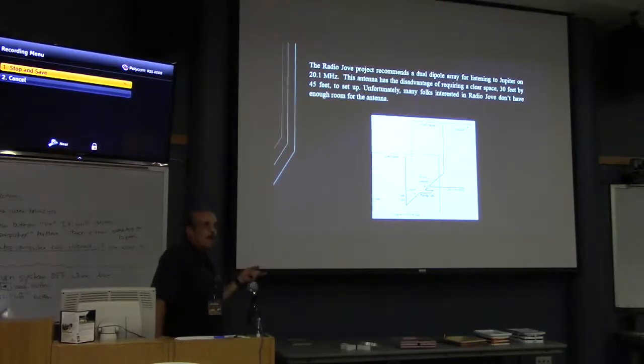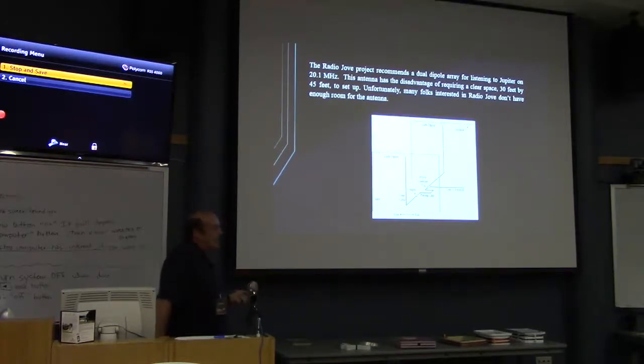Now, the Radio Jove dipoles, the phased dipoles that we use, require space, and if we set up a pair out behind the dorm tonight, you'll see that it does take up some space. It takes up something like 25 by 30, 30 by 45 feet in order to get this thing up and guyed and what have you. And the problem that the Radio Jove program has encountered over the years is that people want to get involved with Radio Jove, but they don't have the space to put that antenna up.